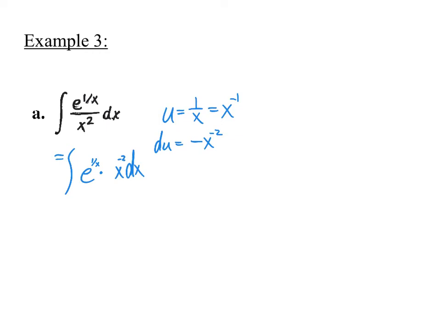Do you have to multiply the outside times negative? Yes, to get a negative on the inside, we need a negative on the outside as well. So here we have the du. Again, this comes down to a negative integral of e to the u du. So it's negative e to the u. And u is 1 over x. And then we put the plus c.